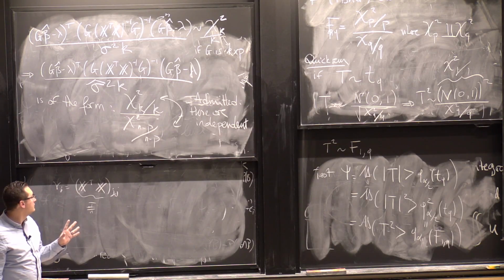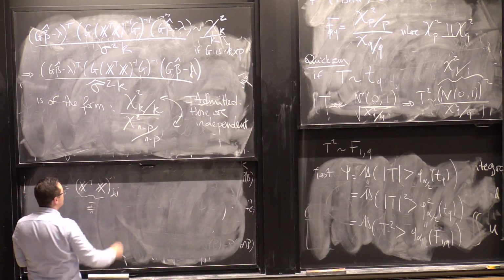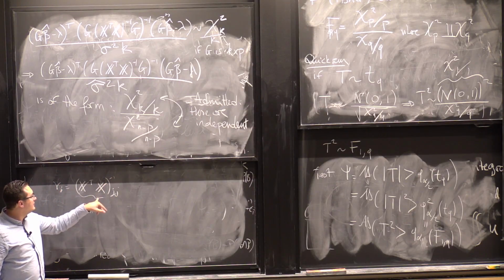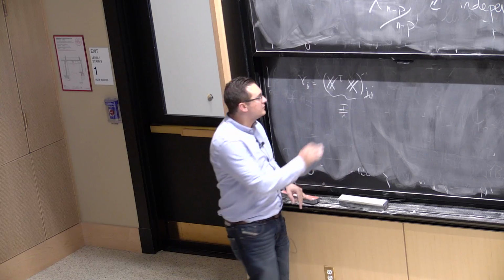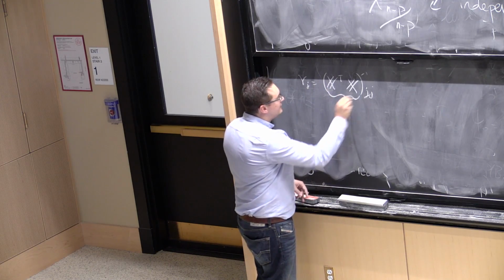Yes? Shouldn't that be inverse? Yeah, thank you. X inverse, yes. So if this is the identity, then, well, the inverse is, let's say just this guy here is n times this guy.